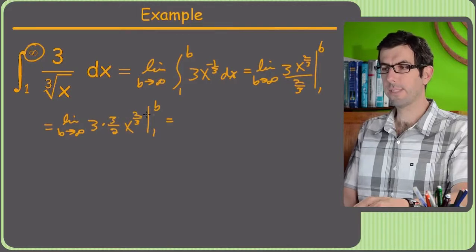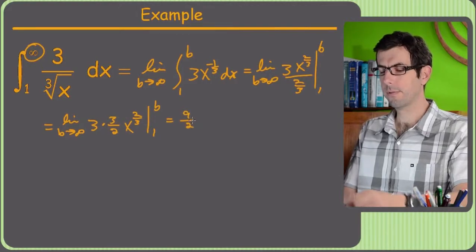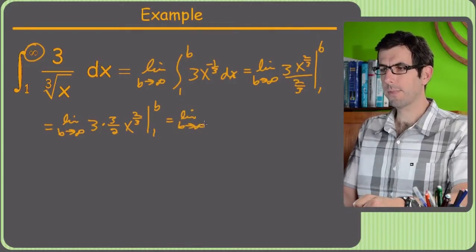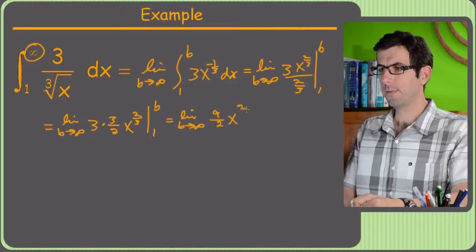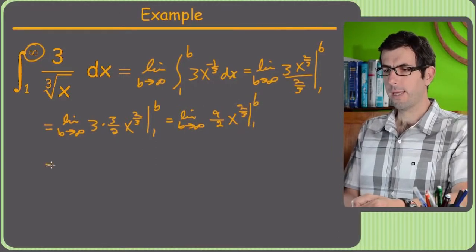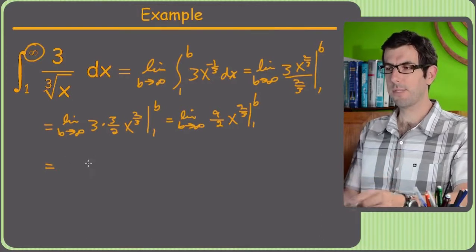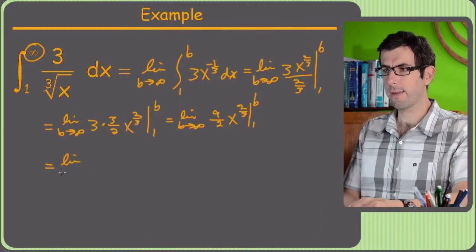So 3 times 3/2 is 9/2. Oh man, I forgot my limit. I don't like these problems. Limit as b approaches infinity of 9/2 times x to the 2/3 evaluated from 1 to b. You really want to break this out in a bunch of steps because it's so easy to make a mistake. You just don't want to do anything in your head or you'll get these wrong.